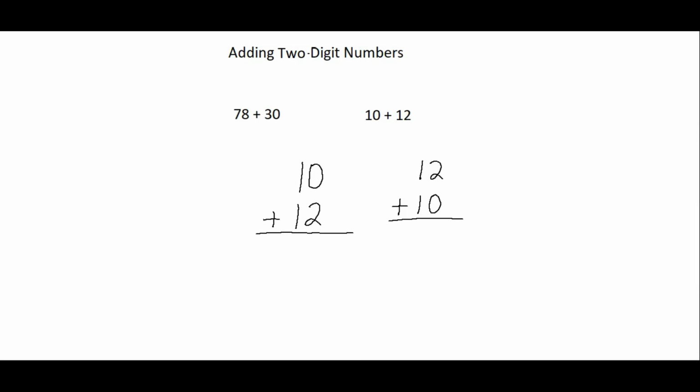We're going to begin adding in the ones column. 0 plus 2. What is 0 plus 2? Correct. 0 plus 2 is 2. The next step is to move to the left to the tens column. 1 plus 1. And how much is 1 plus 1? Yes, 1 plus 1 equals 2, making our answer 22. 10 plus 12 equals 22.